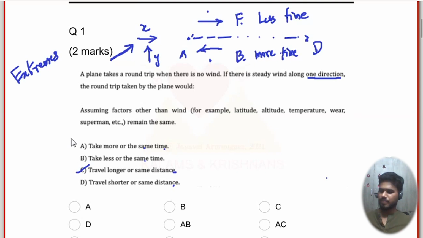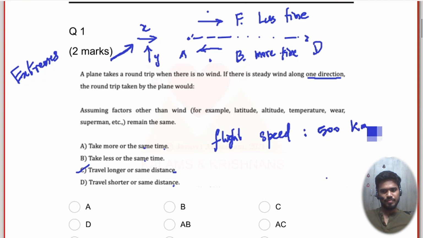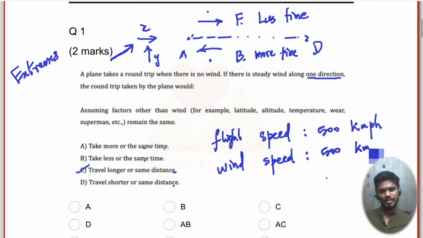Let's say the flight velocity, what would that be? How many miles per hour or how many kilometers per hour? Roughly, let's say 500 kilometers per hour flight speed. Notice, let's say wind speed is also the same as flight speed, 500 kilometers per hour.